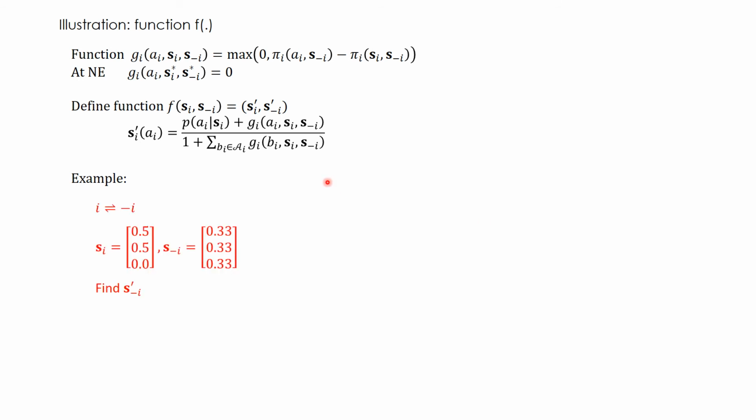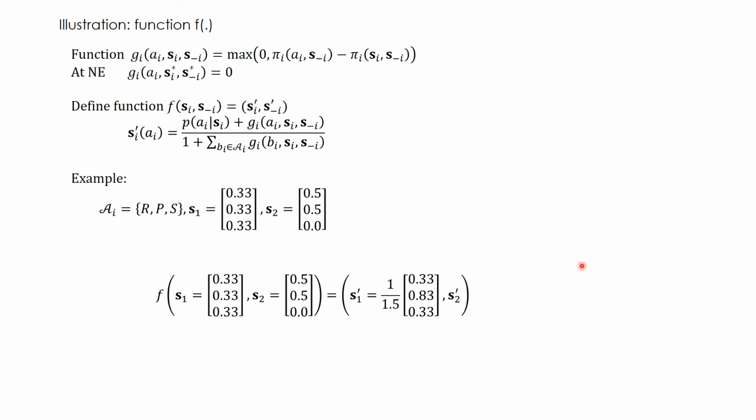And likewise, for the other agent, we do the same math. We swap I with negative I, and so these are our strategies, and then we find S prime of negative I. And therefore, this function f of S_I, S_negative I is equal to this. It's a mapping from the joint strategies to the joint strategies.